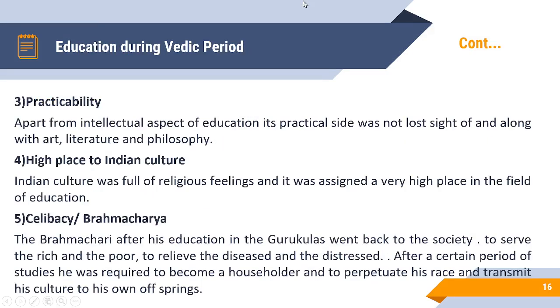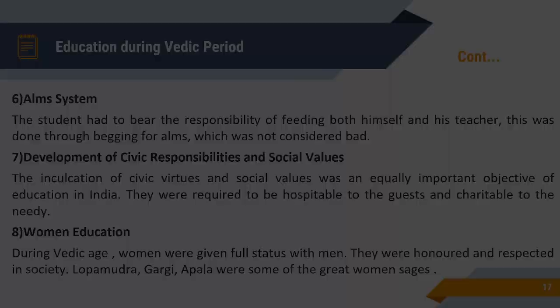High place to Indian culture. Indian culture was full of religious feeling, and it was assigned a very high place in the field of education. Celibacy and brahmacharya. The brahmachari, after his education in Gurukulas, went back to society to serve the rich and poor, to relieve disease and distress. After a certain period of studies, he was required to become a householder, perpetuate his race, and transmit his culture to his own offspring.